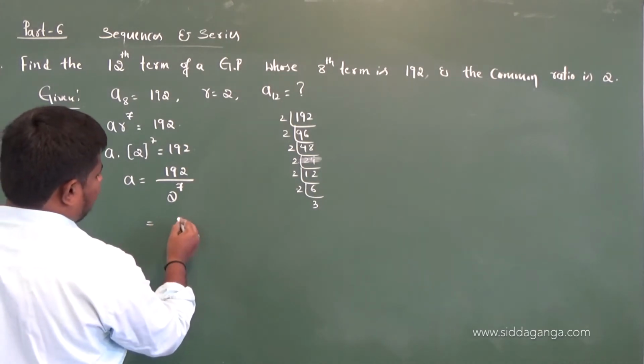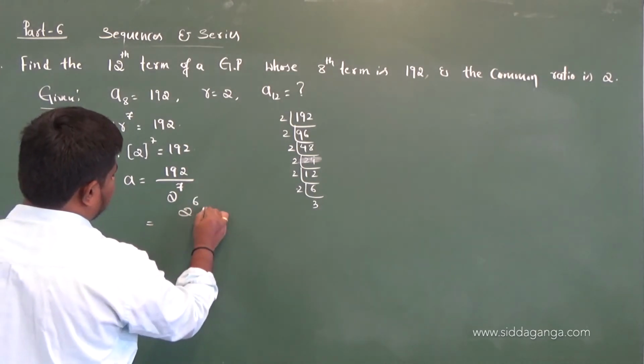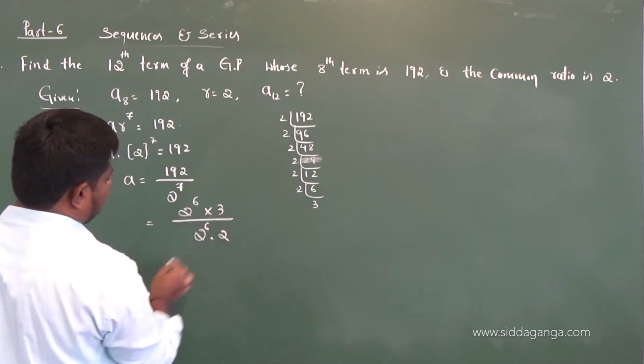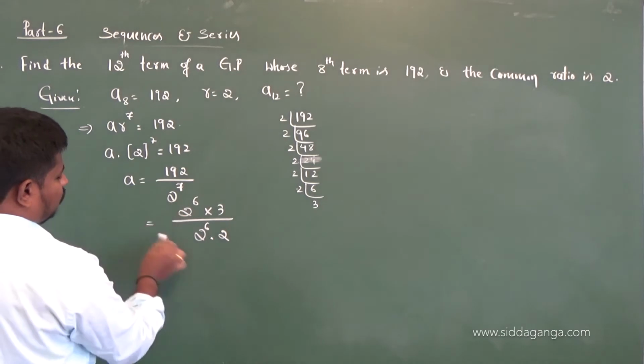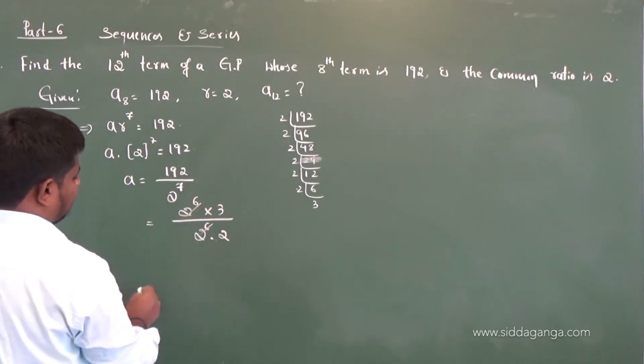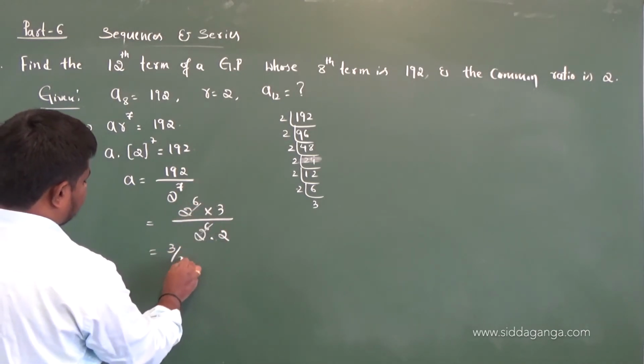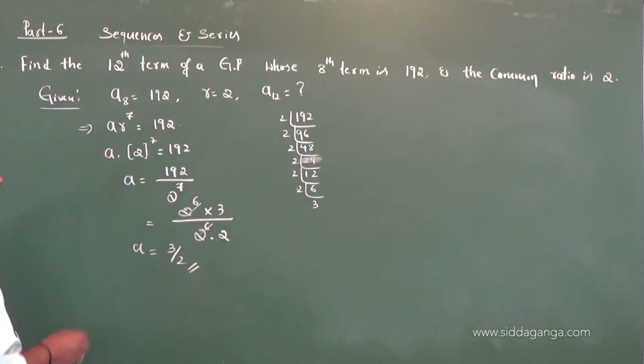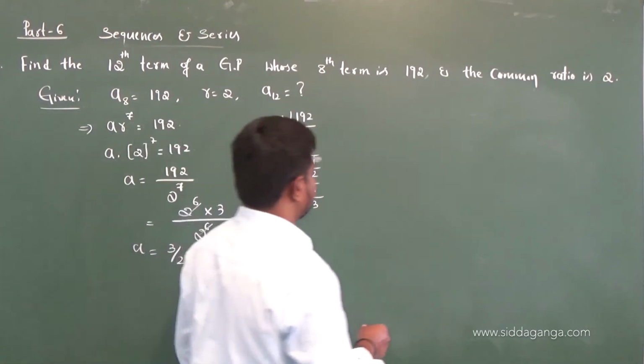So I can write 192 as 2 power of 6 into 3 by 2 power of 6 into 2, where 2 power of 7 I have rewritten as 2 power of 6 into 2. So 2 power of 6 gets cancelled, and you get a is 3 by 2. That's the first term of this geometric progression. A is 3 by 2 and R is 2, the common ratio. So you have to find the 12th term.